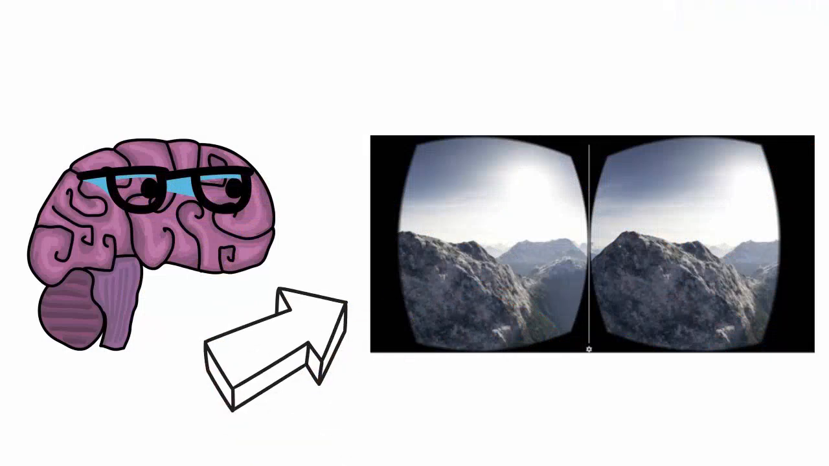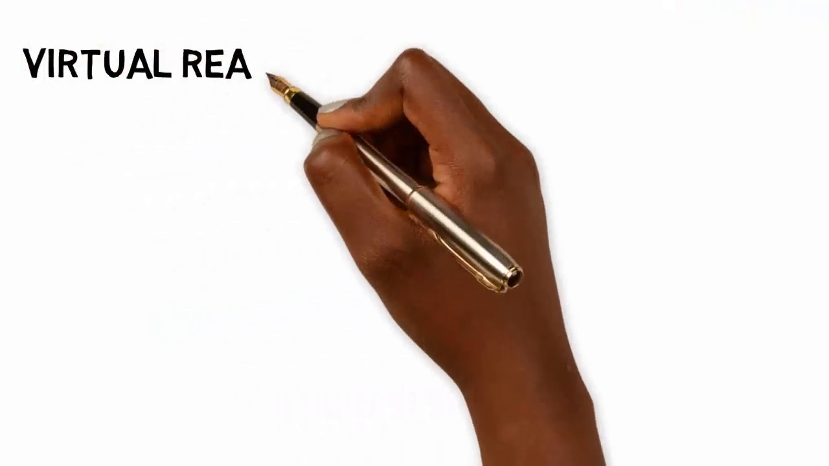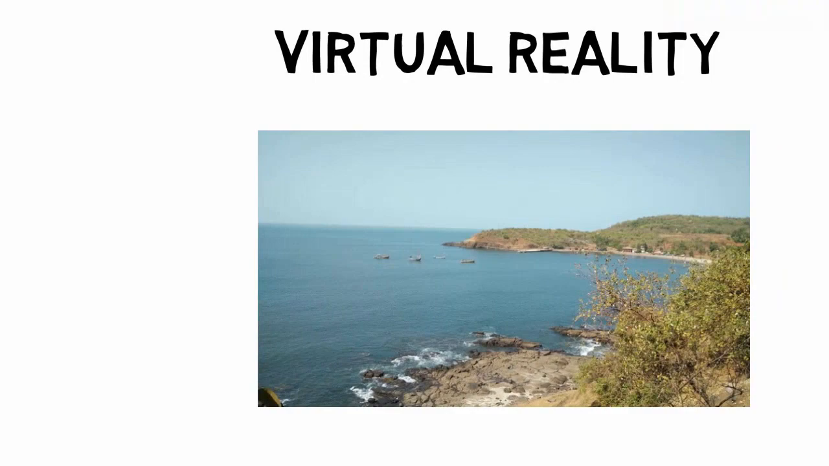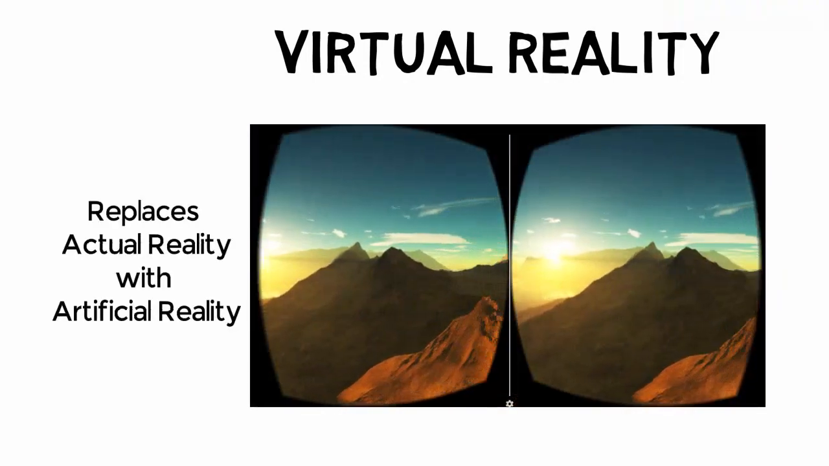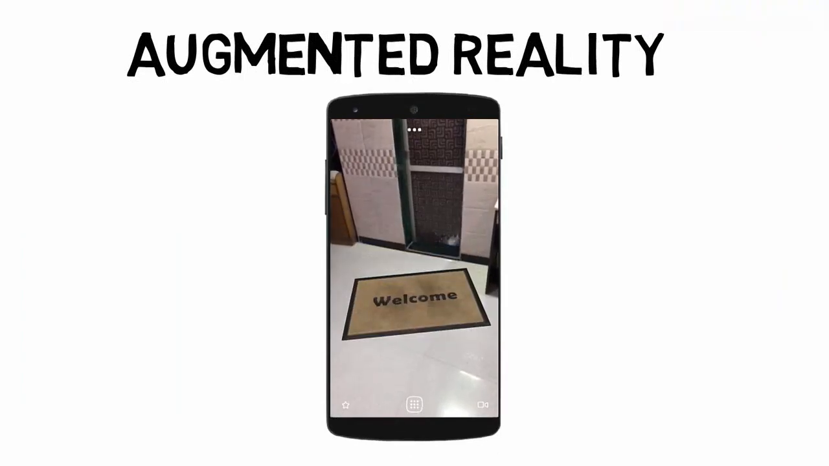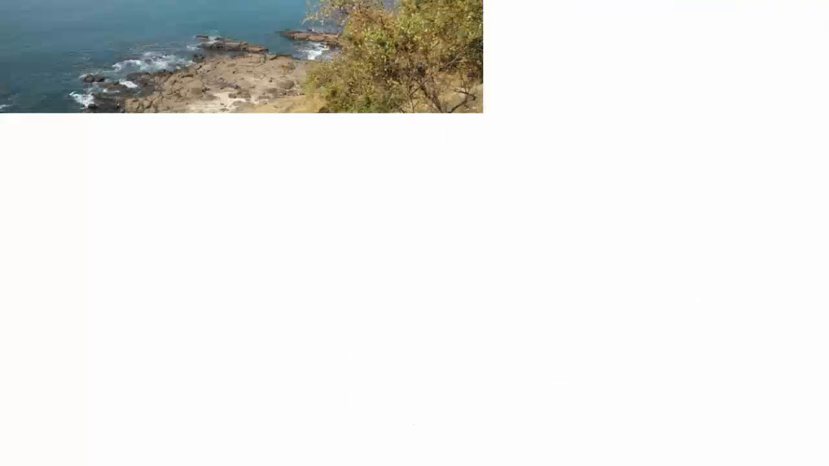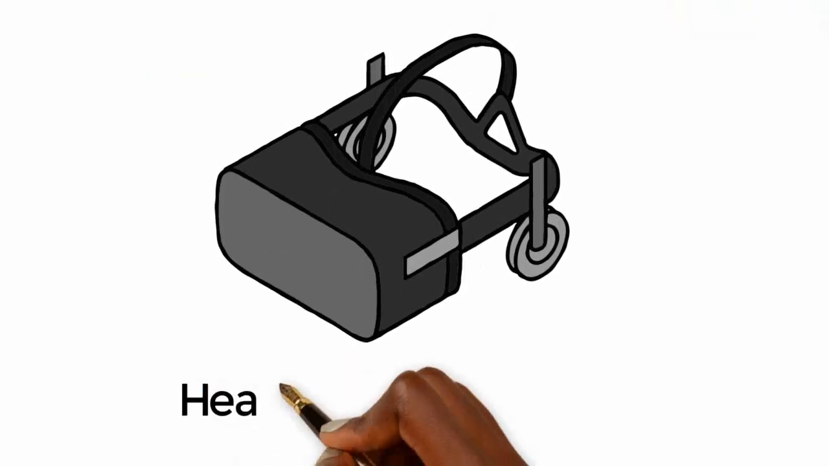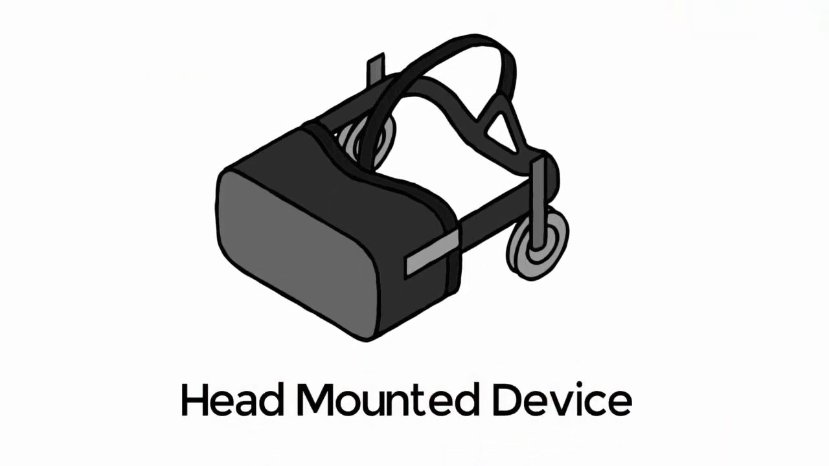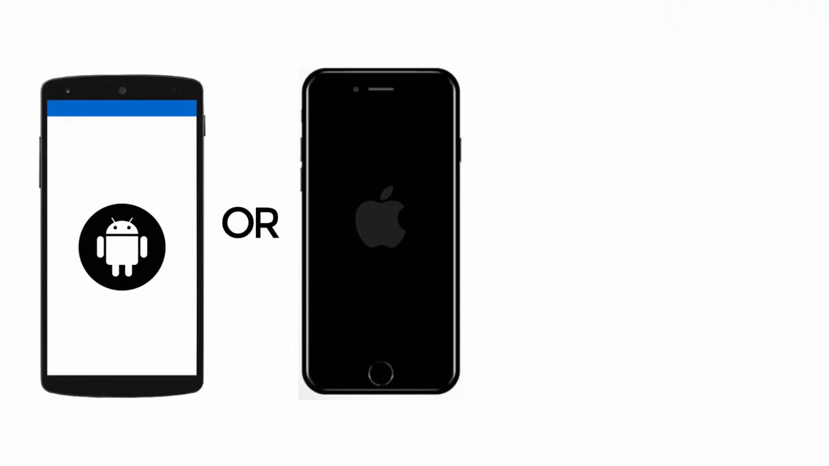So guys, after explaining virtual reality in detail, next let's look at some differences between VR and AR. Virtual reality completely replaces your actual reality with an artificial reality. Augmented reality adds virtual objects inside your actual real-world environment. For experiencing virtual reality, you require a head-mounted device which will immerse you completely inside a virtual world. Augmented reality can be experienced just with the help of an Android smartphone or an iPhone.